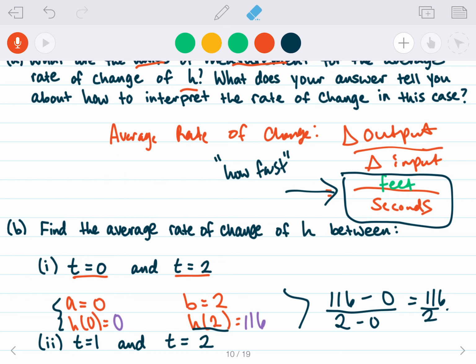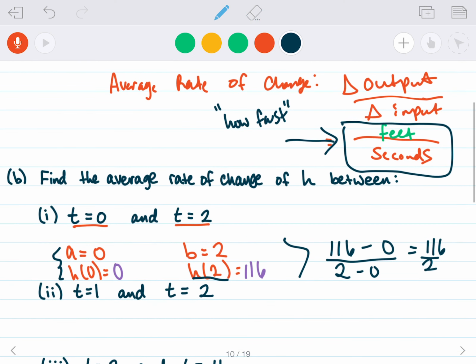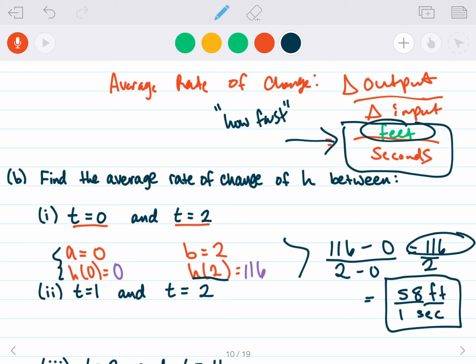Now, actually, I'm going to write this down here so I want my units to be clear. So this is 58 over 1. Because we're in this real-world context, my output units are on top. My output is feet. So this is 58 feet per 1 second. Okay, so outputs on top, feet, inputs on bottom, seconds: feet per second. So this ball is traveling on average 58 feet per second.